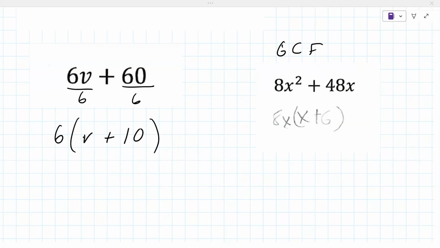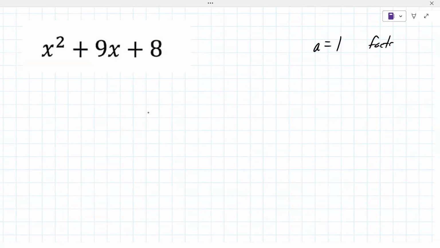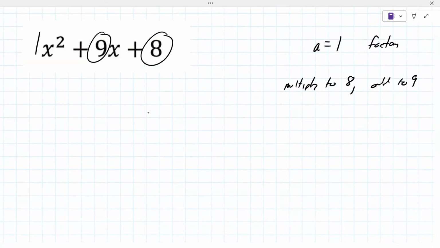Okay, this third one here is totally different than the one we just did. I call this A equals 1 factoring because the value of A in front of x squared is 1. What you're looking for here are two numbers that multiply to 8 but add to 9. So it multiplies to that last number and adds to the middle. Could you attempt to come up with those, please?